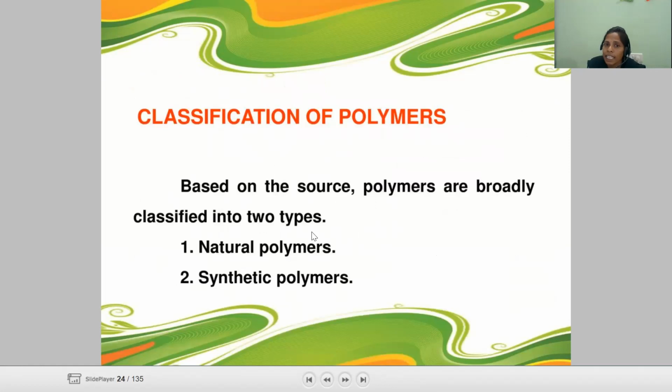And now let us see the classification of polymers. The first classification is based on the source. Based on the source, polymers are broadly classified into two types. And what are they? One is a natural polymer and another one is a synthetic polymer. You know that we have only two sources. One is nature and another one is the human being. If the source is nature, that polymer is called the natural polymer. And if the source is a human being, that means in the laboratory, the polymers are called the synthetic polymers.